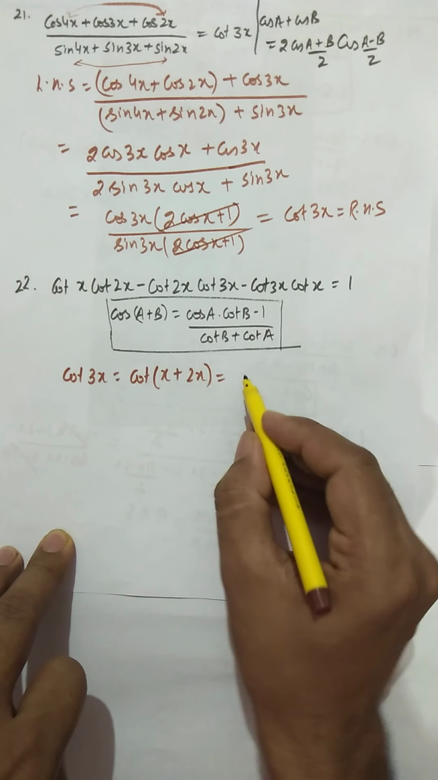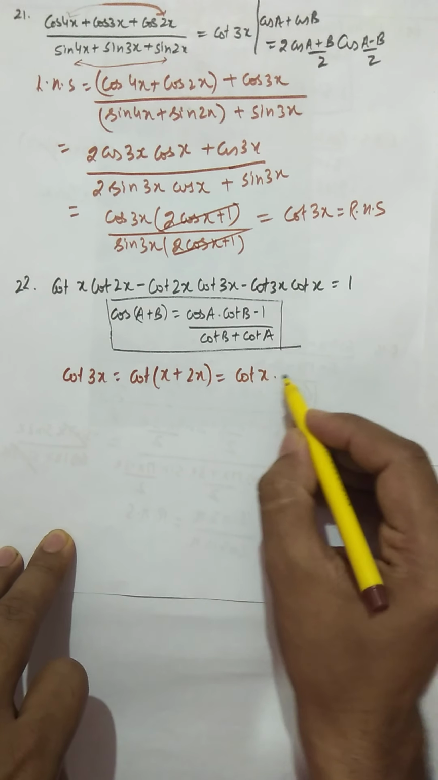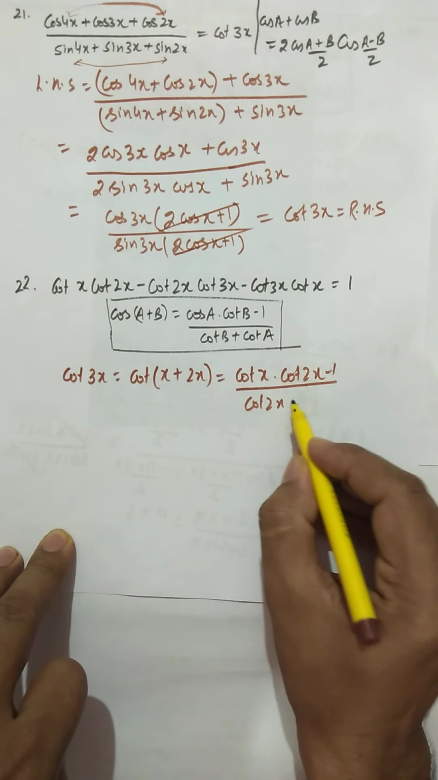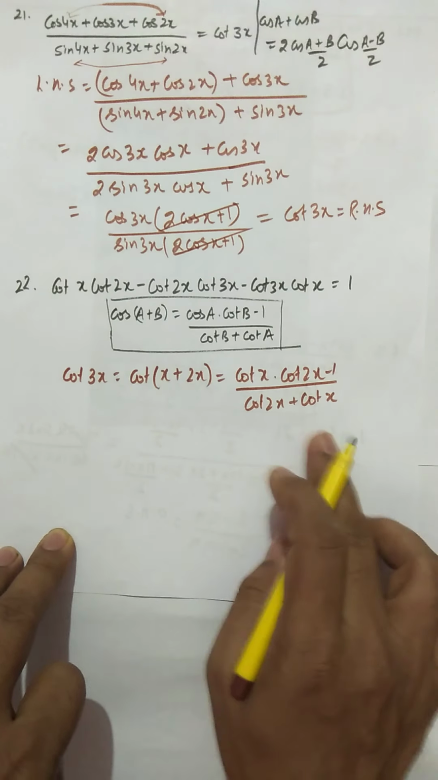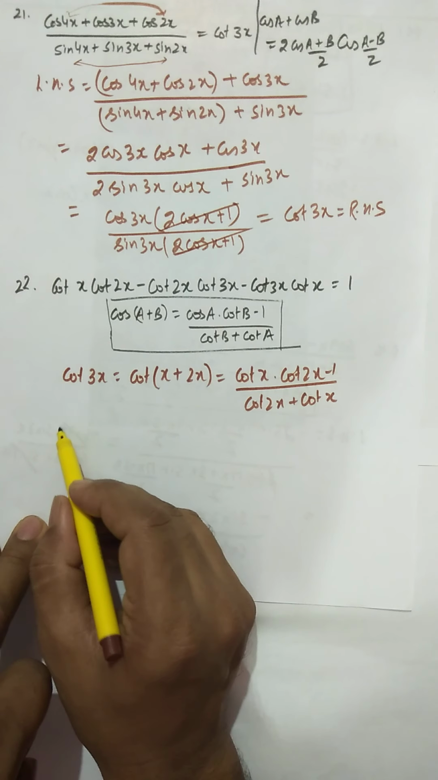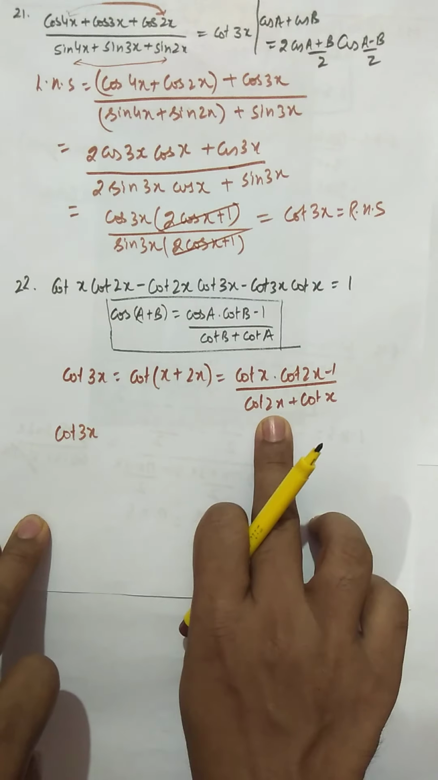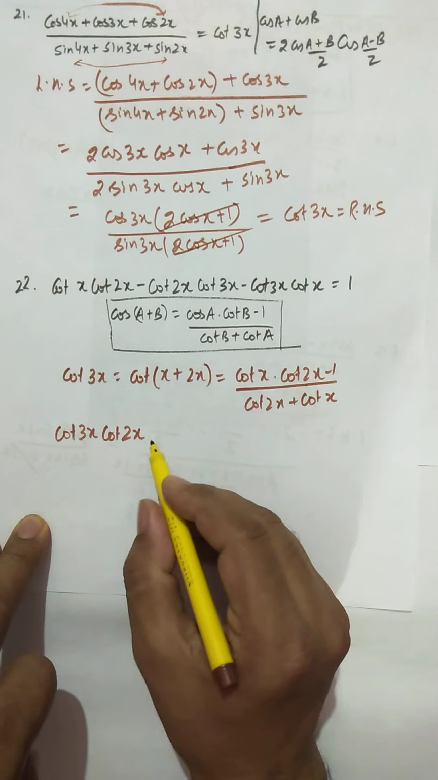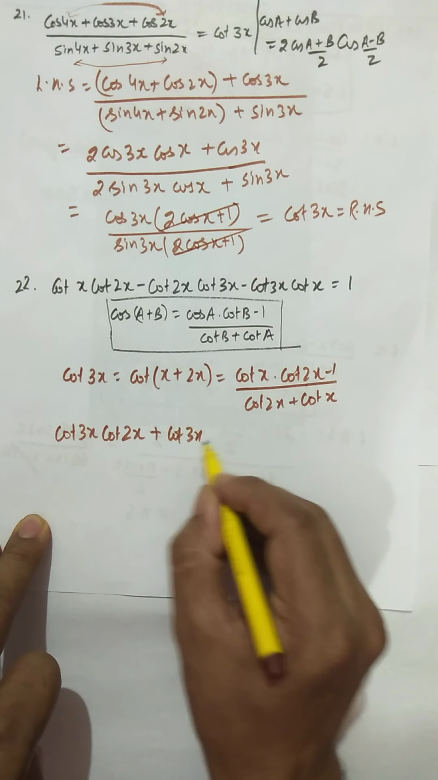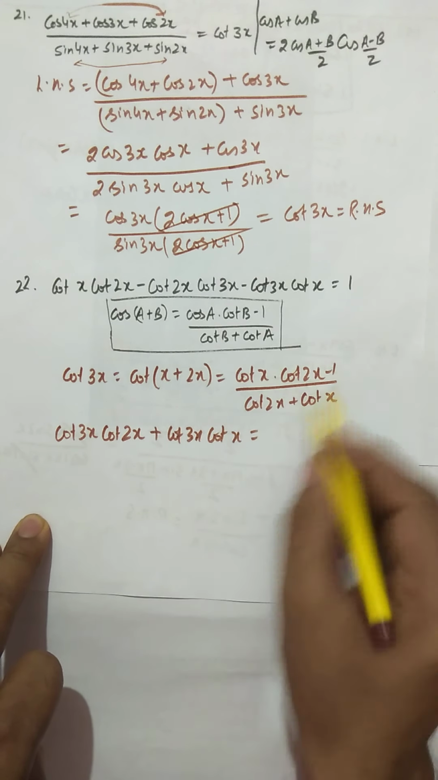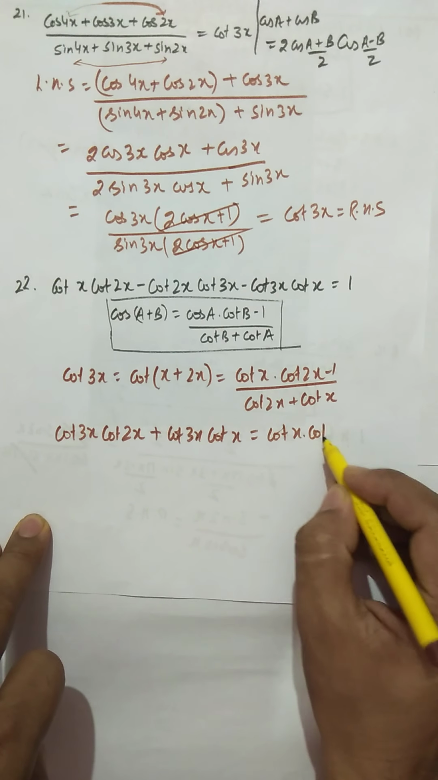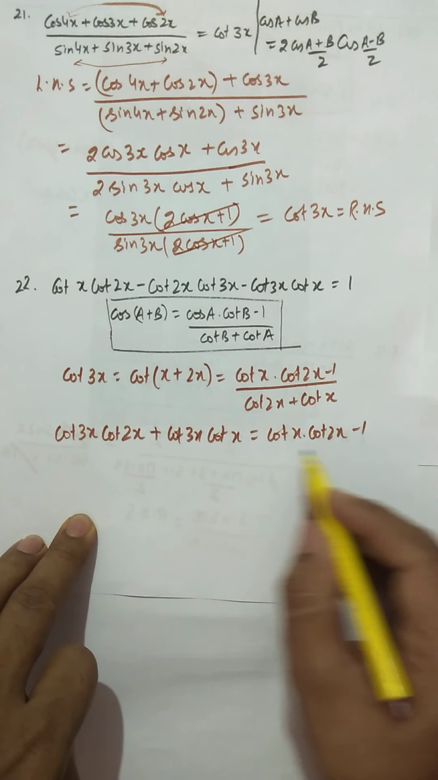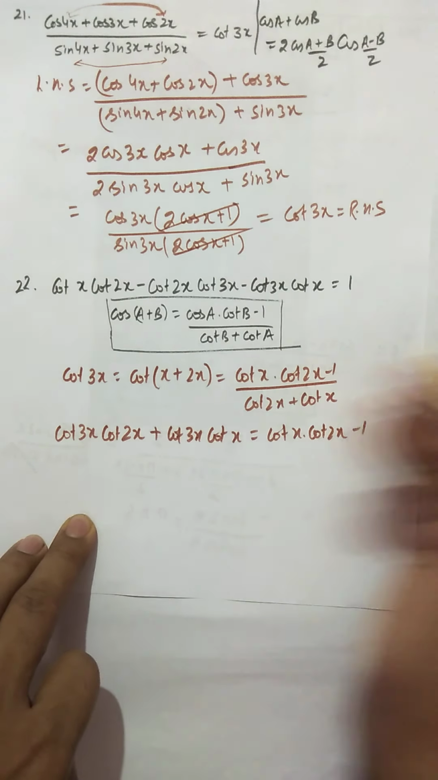Now apply this identity, it can be written as cot x into cot 2x minus 1 upon cot 2x plus cot x. Now do the cross multiplication. So cot 3x will be multiplied by cot 2x, cot 3x will be multiplied by cot x, and this side it is cot x into cot 2x minus 1. So minus 1 you bring this side, and the rest of these terms you take to the RHS.